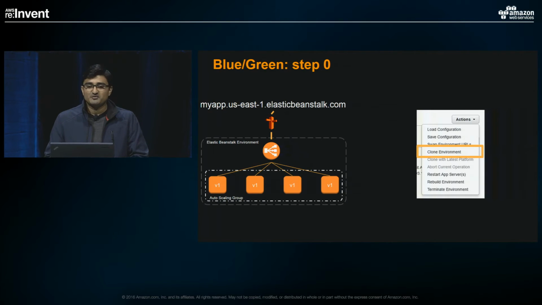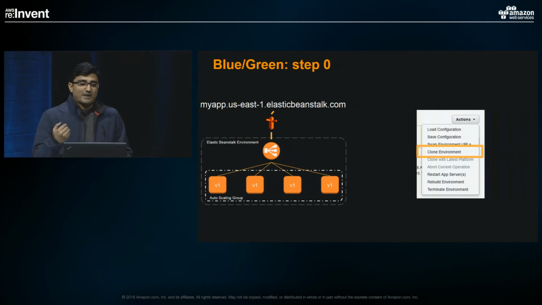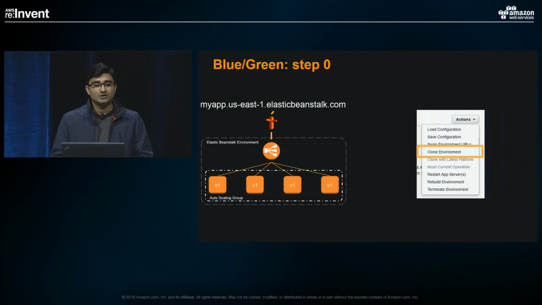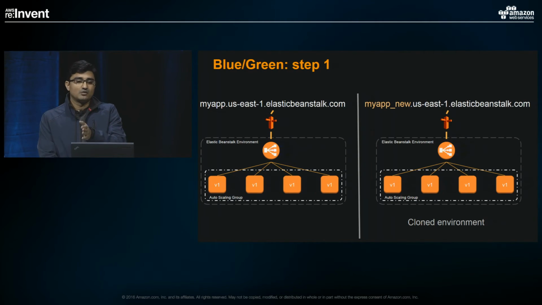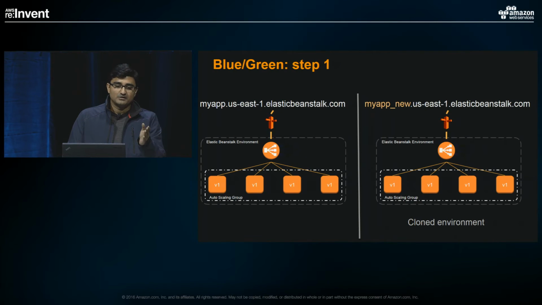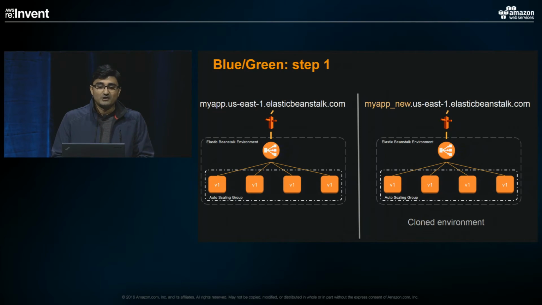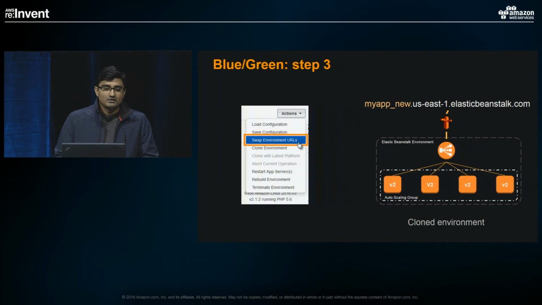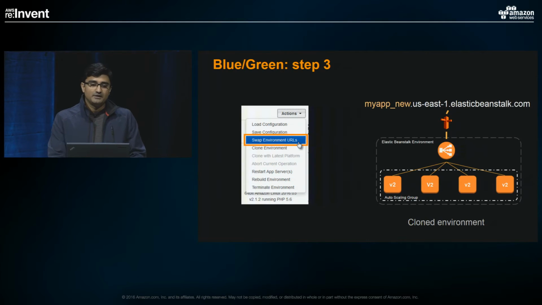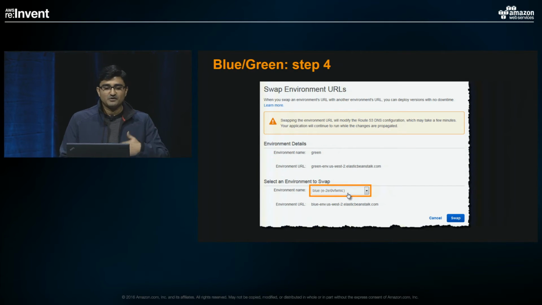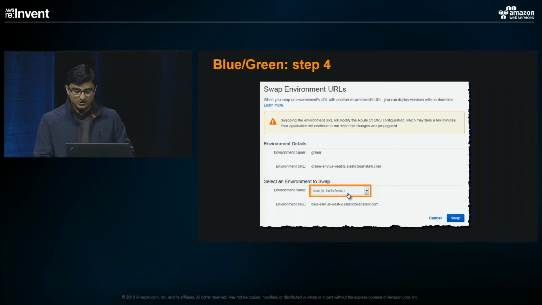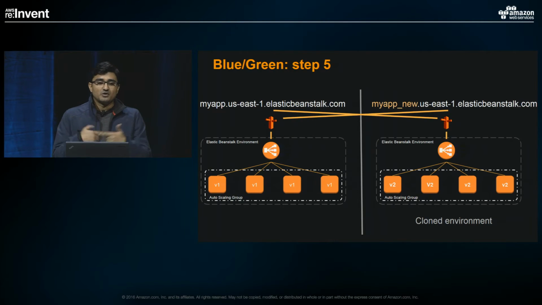This is a snippet from the console. You go ahead and click on Actions, and do a clone. Elastic Beanstalk will create a clone environment for the current environment that you have, and you have to give it a new name so that it can distinguish. Once you have this new cloned environment available, on the new environment you click on Actions and do a swap environment URL. You would have the screen where you can select which environment you want to swap in terms of the URL. And once you do that, the URLs are swapped.